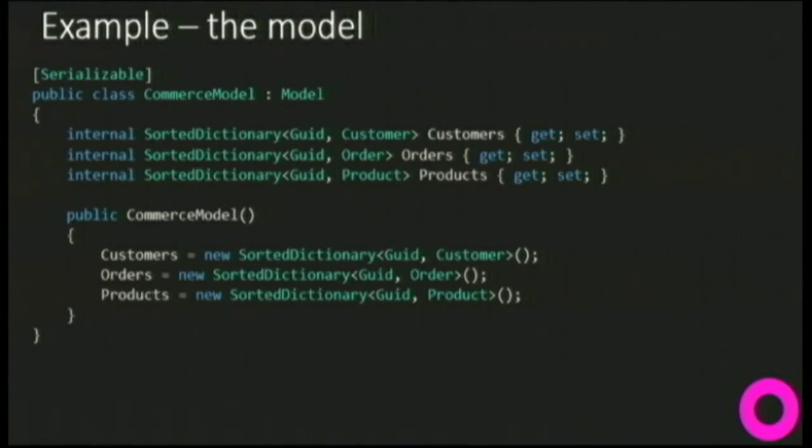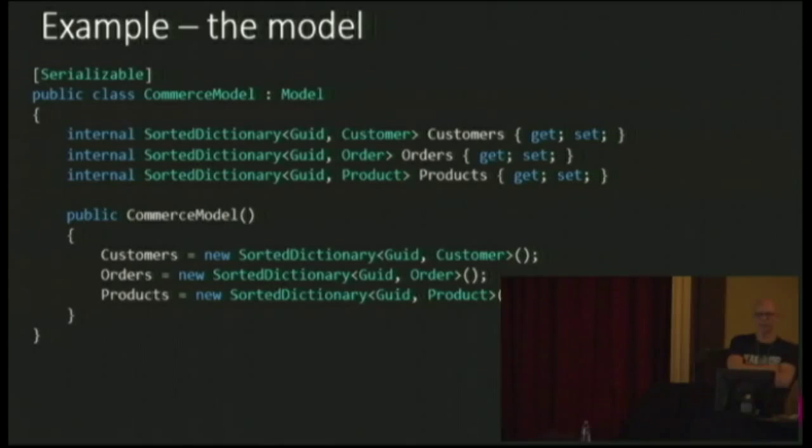Here's an example model. Here's some code. So this is the in-memory model, and it derives from a model. And you see it's marked serializable. That's so you can take snapshots. So if you're planning on using snapshots, you have to tag it with serializable. Well, that's if you're using binary formatter. If you're using protobuf, then the procedure is slightly different.